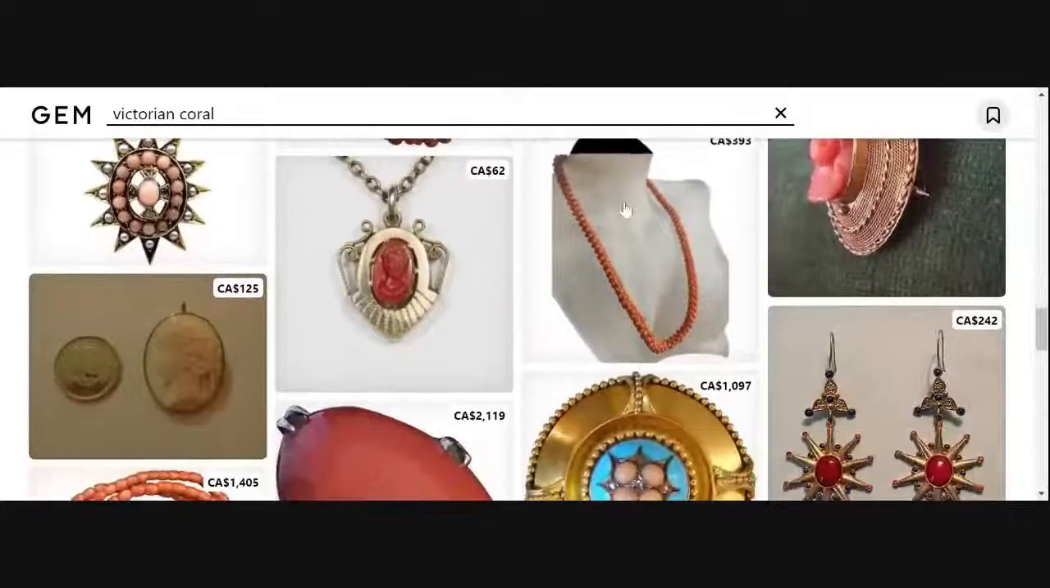All right. I am also just going to turn off my banner since we've done the giveaway, and share my screen so that we can continue looking at coral. After we look at coral, we're going to look at brooches, and then we are going to look at rock crystal earrings. So let us do this. Victorian coral.